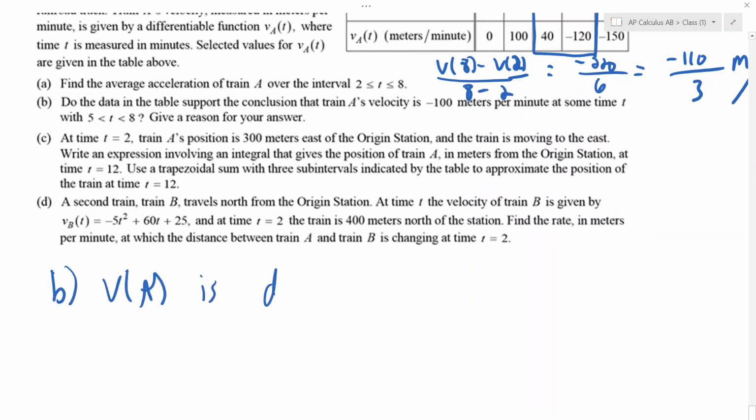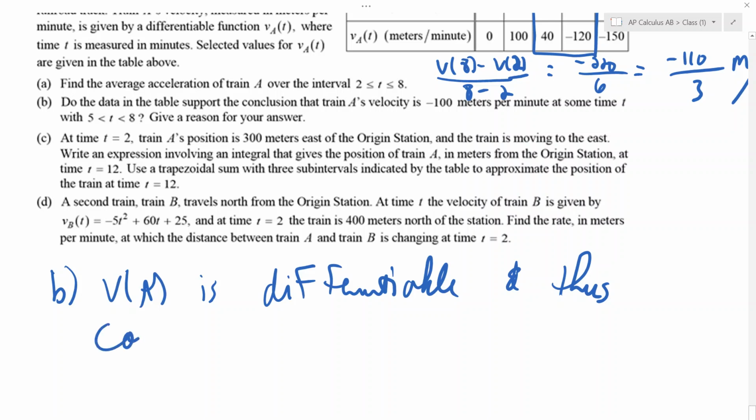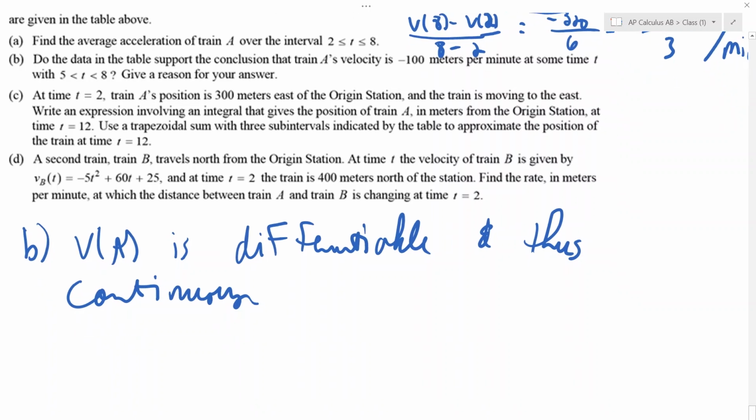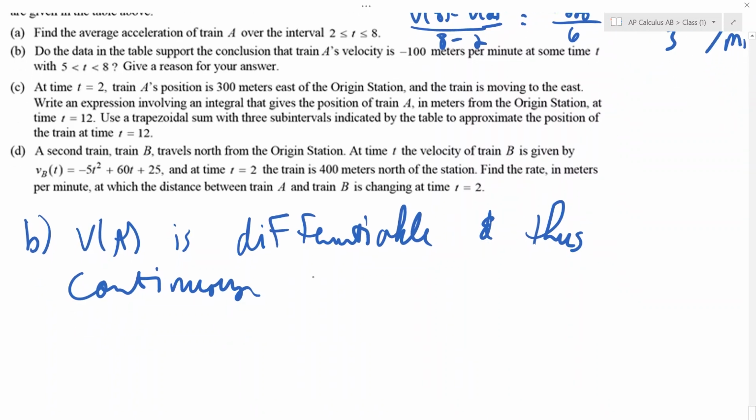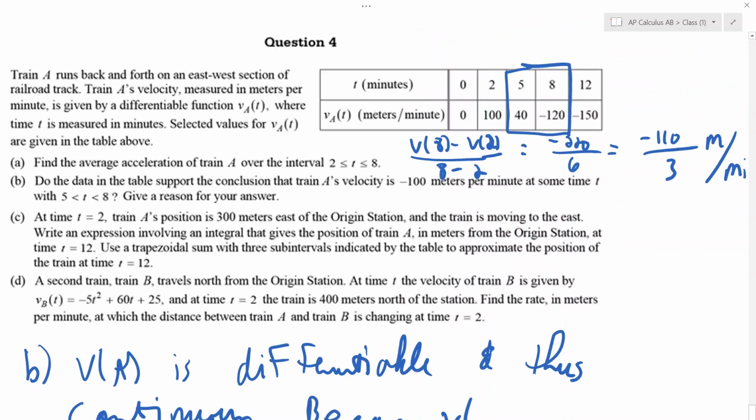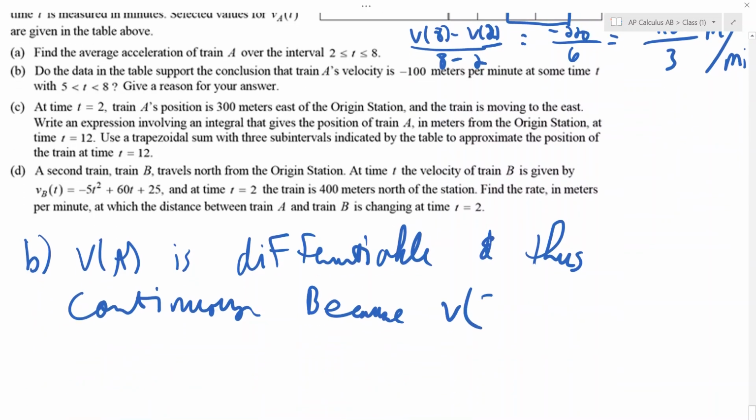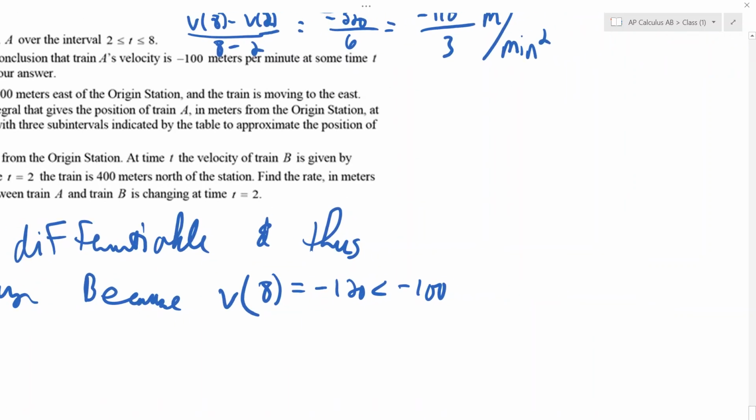V of t is differentiable and thus, I like to say thus, continuous. Sound good? You're going to write, because V of 8 and V of 5, V of 8 is less than, well, write what it equals, that's always good to do, negative 120, which is less than negative 100, which is less than V of 5, which is equal to 40. So we show it goes from above to below.